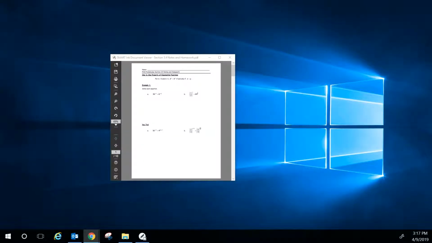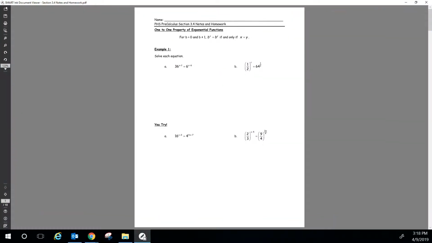Hi guys, welcome back here to section 3.4. We're going to be solving exponential equations first and then moving on to some log equations.